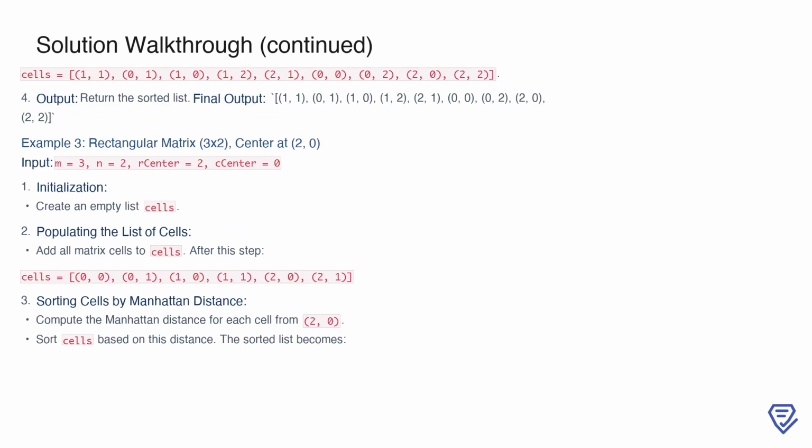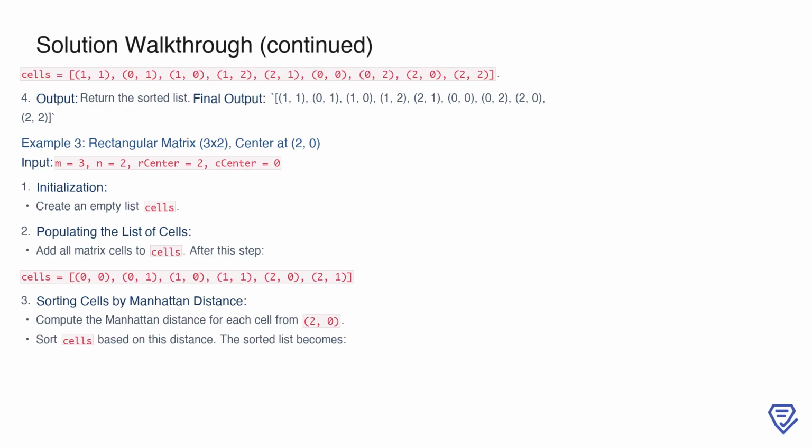For the 3x3 matrix with the center at 1, 1, sorting the cells list by Manhattan distance gives us the order 1,1; 0,1; 1,0; 1,2; 2,1; 0,0; 0,2; 2,0; 2,2. The center cell, 1, 1, comes first, as it has a distance of 0. Then we see the cells directly adjacent to the center, followed by those that are farther away. This sorted list represents the desired output, which we return.